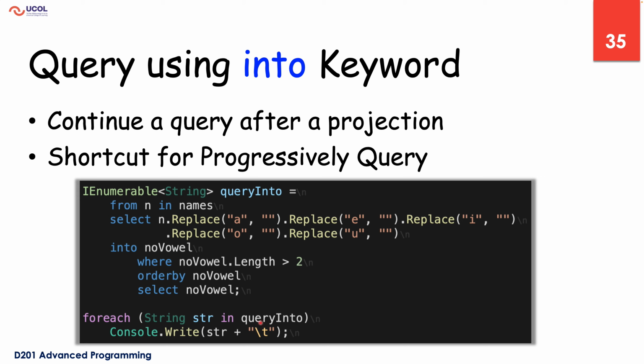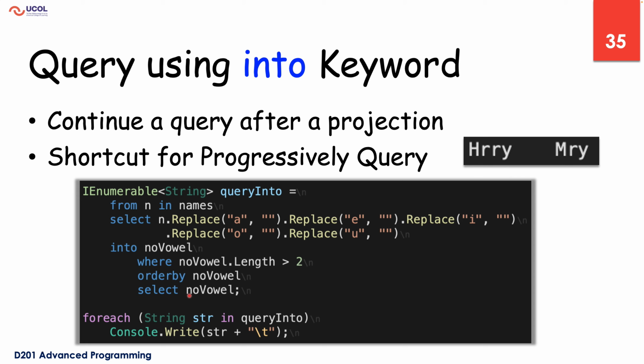When we run it, it will give me Harry and Mary without any vowels inside them, because we are saying that the length of those no-vowel words should be greater than 2. So these are 3 and 4. This is what will be returned by that particular query. Here into executes the first query, and whatever sequence comes out goes into the second query. So again we are developing the query in a progressive way, or we can say in a chaining way.